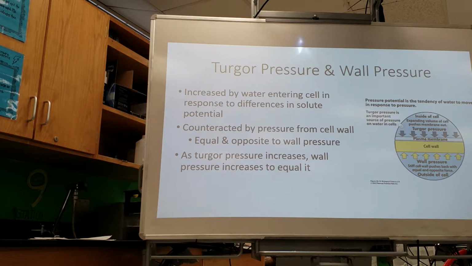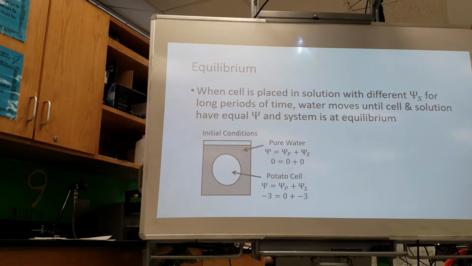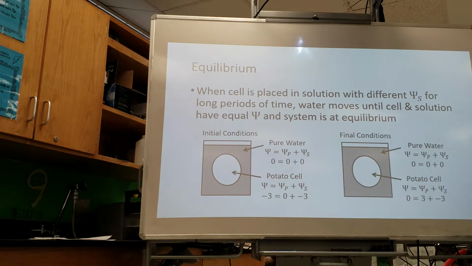Turgor pressure is just the counteracting of the pressure of water inside of a cell pushing out against the cell wall. The turgor pressure is that pressure pushing out against the cell wall, and the cell wall has to exert equal and opposite pressure. Things will tend to move until they reach equilibrium. So, for example, you have an initial condition, some potato cell stuck in some pure water. Things will move until they're at equilibrium and everything has the same water potential. So water will flow into that cell.